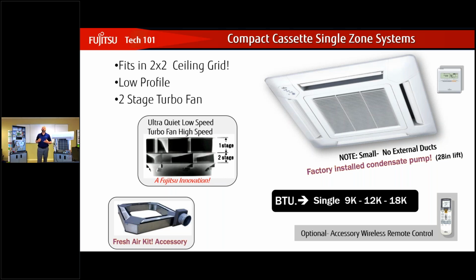They have a very low profile, very powerful 2-stage fan, and they're available in 9, 12, and 18,000 BTU. There is a factory installed condensate pump on these, and that is the same lift as the slim ducted system. These units are shipped with a wired remote, but we do have the optional accessory to use a wireless remote control. And once again, that fresh air accessory kit. So if we want to introduce fresh air into the room as well, we have the ability to do so.